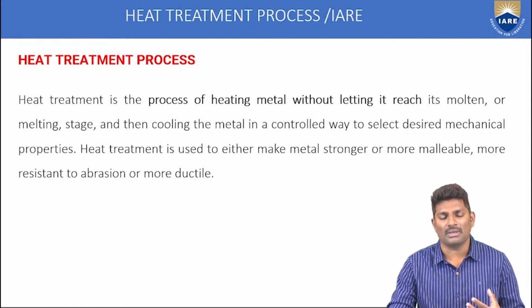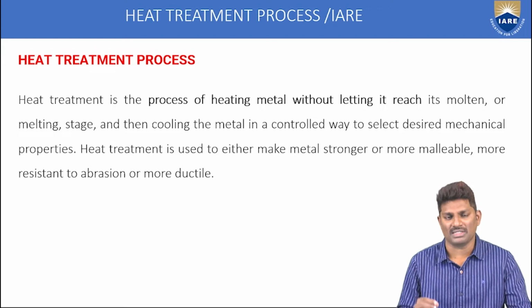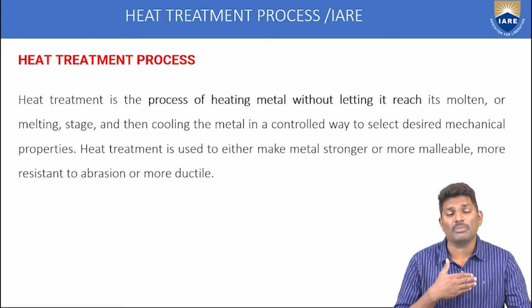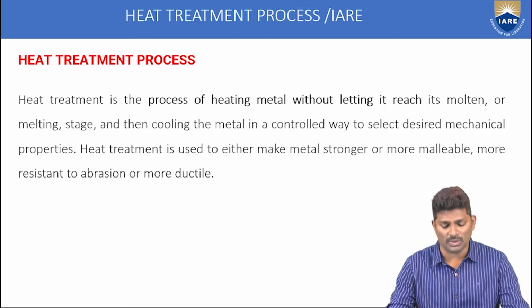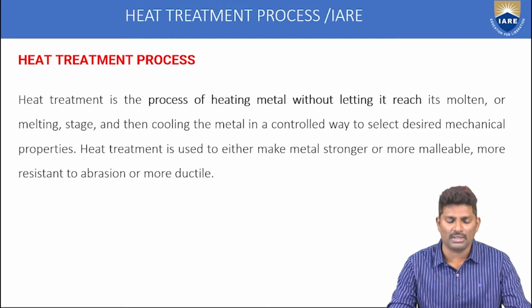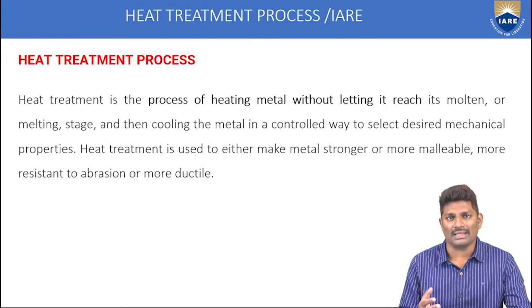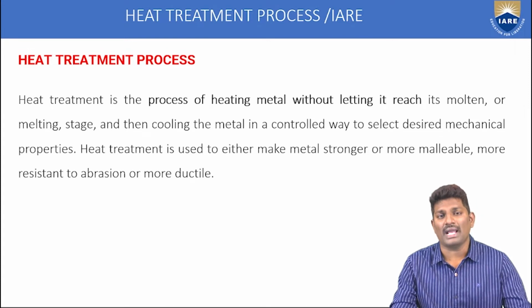So in order to get the desirable mechanical properties in any type of material, first we have to do the heat treatment process. That means you have to heat the metal before the molten state, and after that let it cool down slowly and progressively, so that you can get the desirable mechanical properties. Heat treatment is also used to make the metal strong, more malleable, more resistant to abrasion, or more ductile. To achieve these properties, we cool the material slowly.